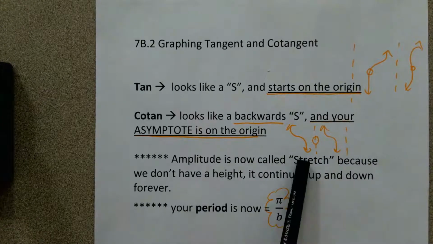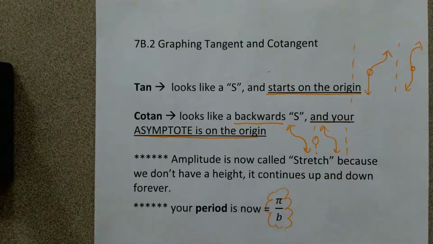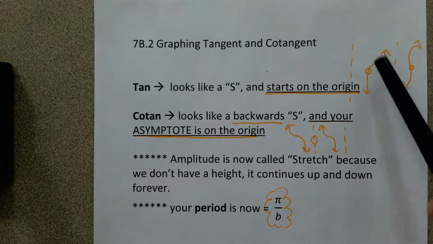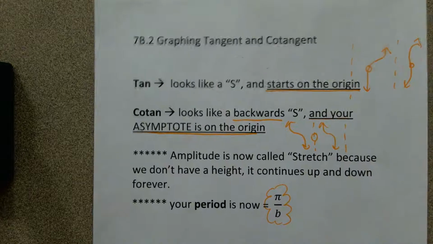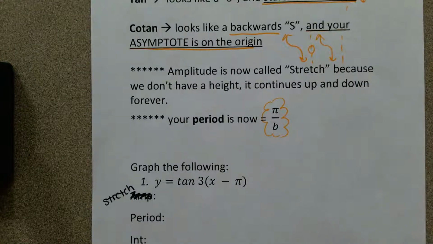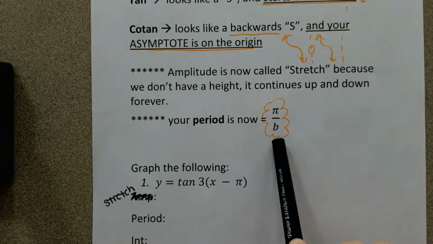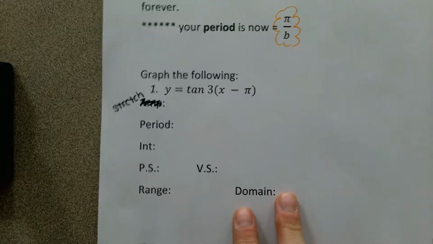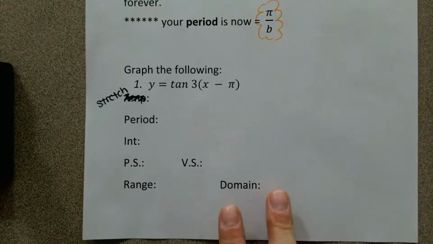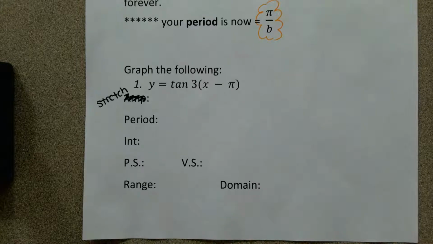Amplitude we're now going to call stretch because we don't have a height. It goes up and down forever. So we're stretching it skinnier or fatter depending on what my stretch is. And your period is now pi over b. So just a little formula change. Everything else we find the exact same. Okay, so given this example, let's go ahead and graph.